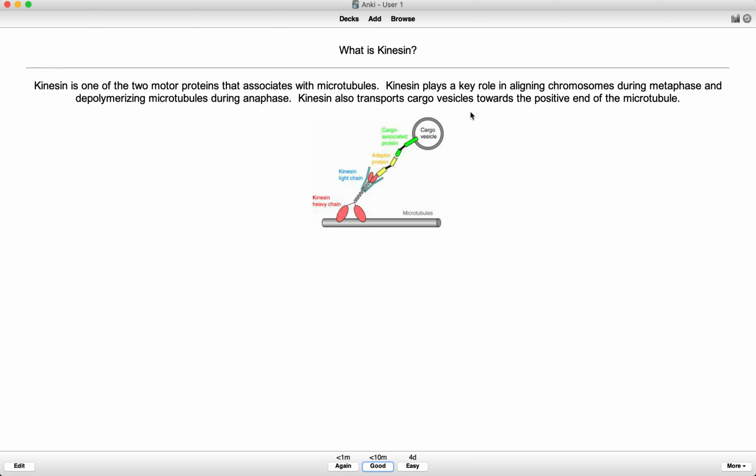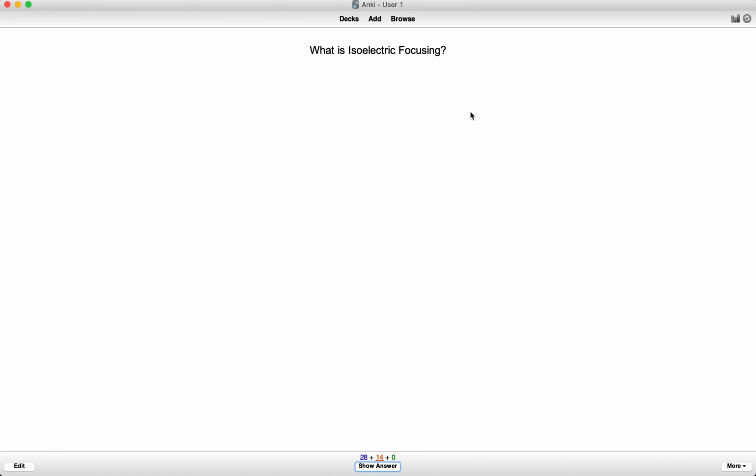Kinesin is one of the two motor proteins associated with microtubules. Kinesin plays a key role in aligning chromosomes during metaphase and depolymerizing microtubules during anaphase. It also transports cargo to the positive end. So it runs on microtubules, aligning chromosomes during metaphase, depolymerizing microtubules during anaphase, and carries cargo towards the positive end of the microtubule.